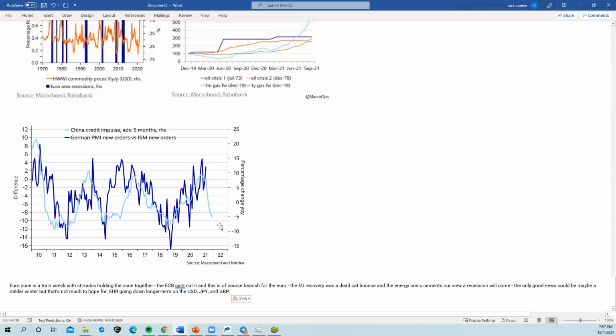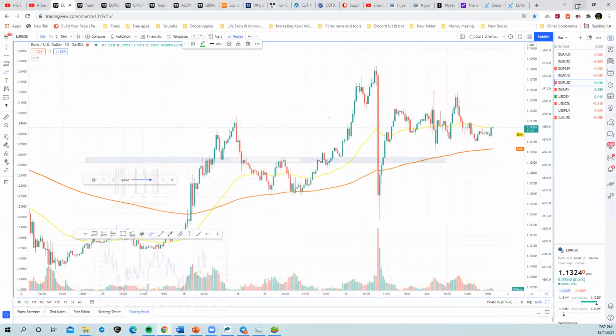Credit impulse for China's down. This again is another leading indication. So China goes down, German PMI orders usually decrease is what they're showing. So we're gonna be looking for orders of German goods or euro goods to start decreasing as China's credit impulse, or the credit that they have on balance, declines. All right, man, that's gonna be my little view for the coming week.